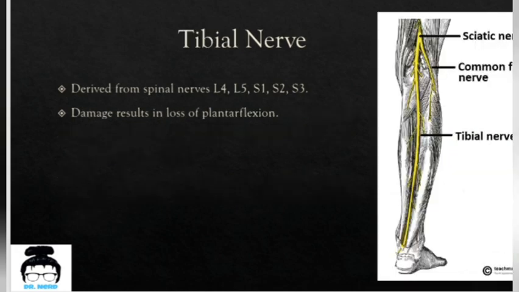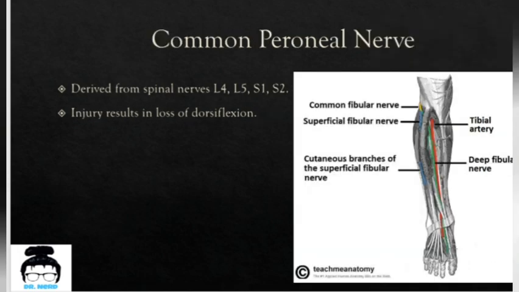Tibial nerve is derived from L4, 5, S1, S2, and S3. Damage results in loss of plantar flexion, so the patient can't stand on tiptoes. Common peroneal nerve is derived from L4, 5, S1, and S2, and injury results in loss of dorsiflexion, so the patient will present with foot drop.